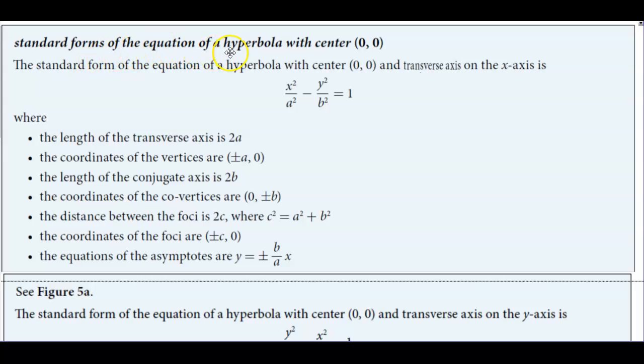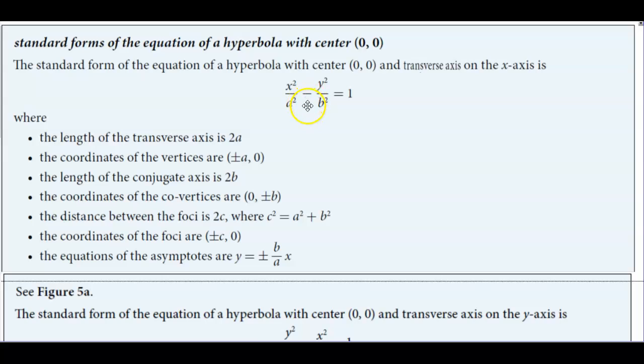Standard forms of the equation of a hyperbola with center 0, 0. The standard form of the equation of a hyperbola with center 0, 0 and transverse axis on the x-axis is the following. We have x squared over a squared minus y squared over b squared, which is equal to 1. So the similarities are that we have x squared, y squared, a squared, b squared, and 1 from the ellipse. The difference, though, is we have a minus.